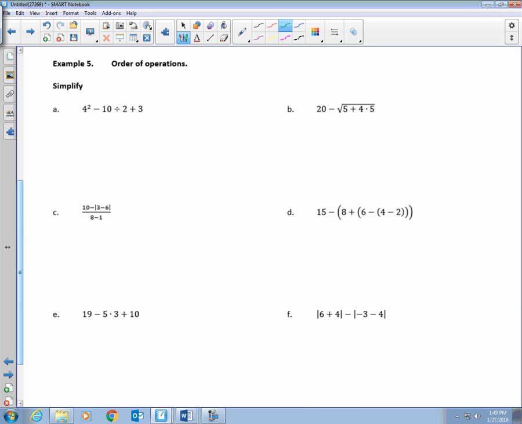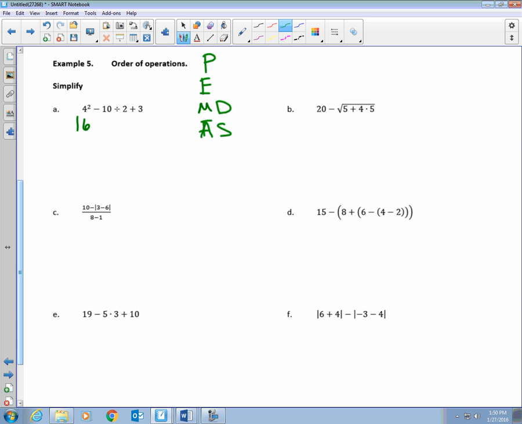What is the order of operations? We start with parentheses, then multiplication and division are on the same level, okay? And addition and subtraction are on the same level. It's whatever comes first, left to right. So let's just do these together. Which operation do I do first?